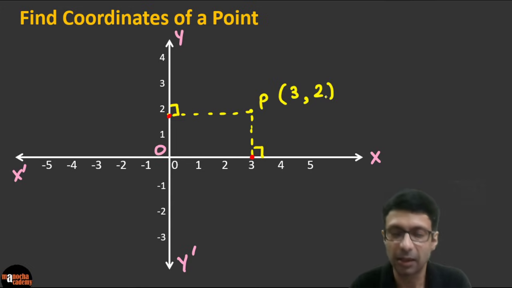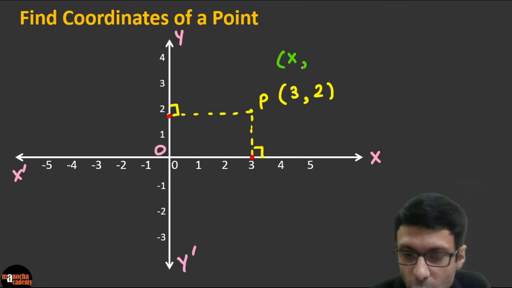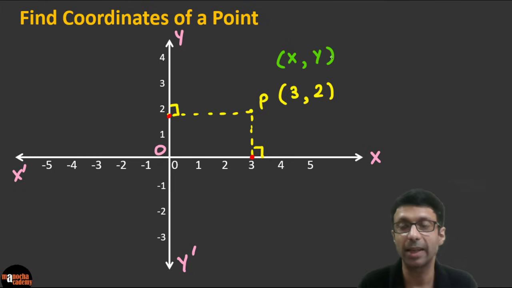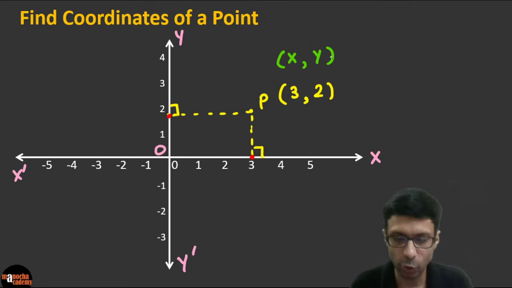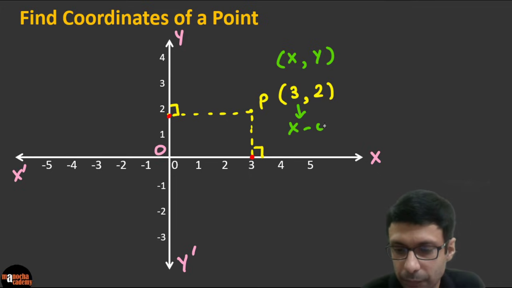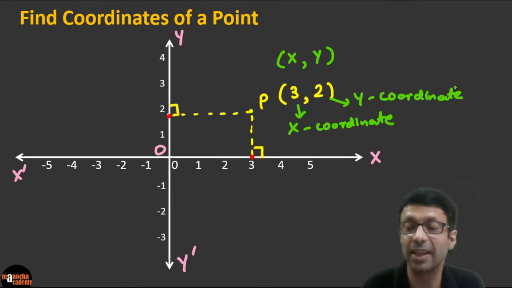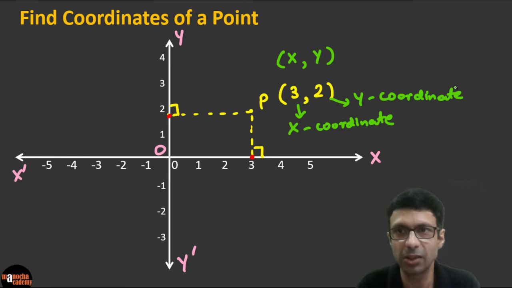So basically the notation is of the form x comma y. Not y comma x guys. First the x value, then the y value, right? So the first value is called the x coordinate. The second value 2 is called the y coordinate, right? Can you guys see that? Simple. And there are some more fancy names for this. So our x coordinate is 3, and y coordinate is 2.